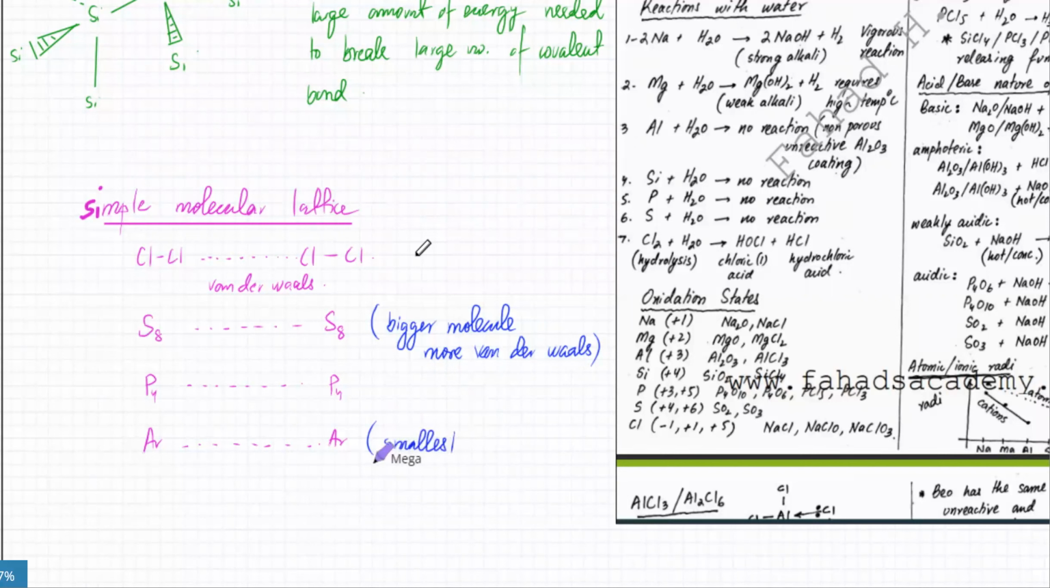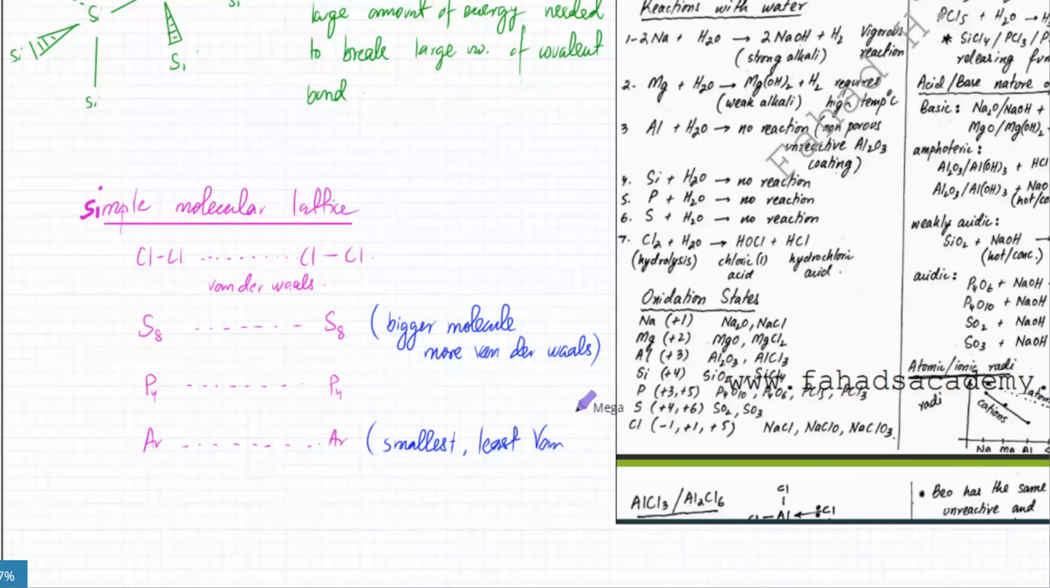The masses of all of them are similar. Sulfur is 32, phosphorus is 31, argon is 38, I think. Chlorine is 35.5. So the rest are kind of the same. Anyways, this is the smallest, and it's going to have the least van der Waals forces.